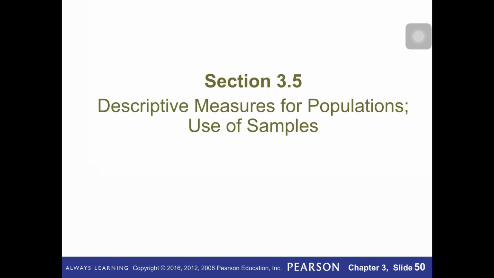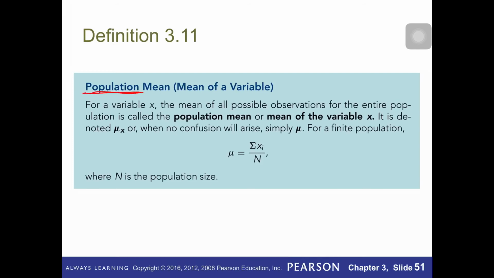In Section 3.5 we discuss descriptive measures for population. Until now we were talking about descriptive measures for sample. When we are talking about population, the population also has a mean, just as a sample has a mean. We denote it by mu. The population mean of the variable x is mu, the summation of xi divided by the population size. This N is the population size, here it is capital N.